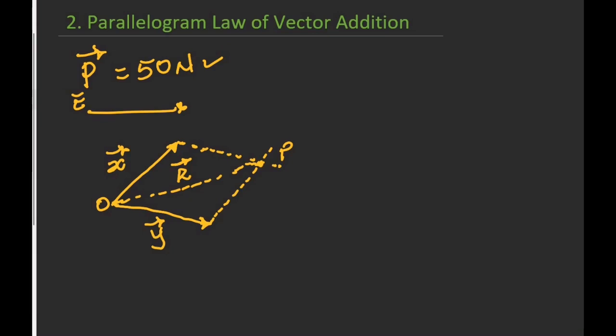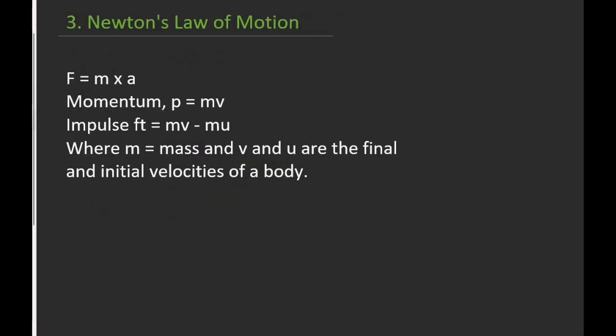Now you are going to look at Newton's laws of motion. The third one here is Newton's laws of motion. We have the first one, force, which is mass times acceleration. Momentum, mass times velocity. Impulse, which is force times time, which is equal to change of momentum. Impulse is change of momentum. Where m is mass and v and u are the final and initial velocities of the body.